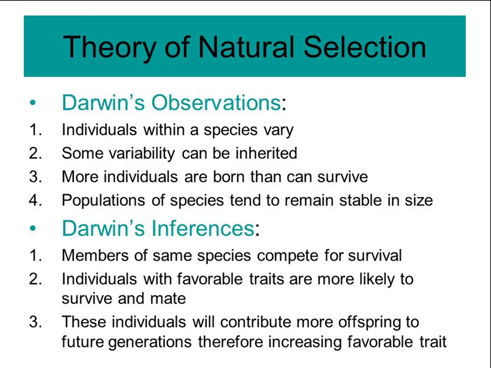Fourth observation. Many variations can be inherited. These variations can be structural or behavioral. For example, mice inherit the color of their fur, and some birds inherit their urge to migrate.